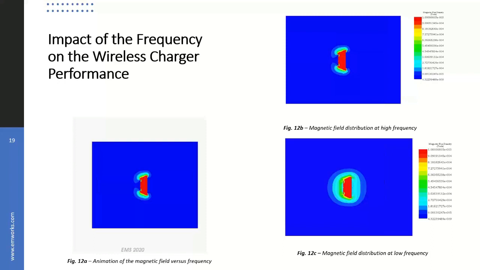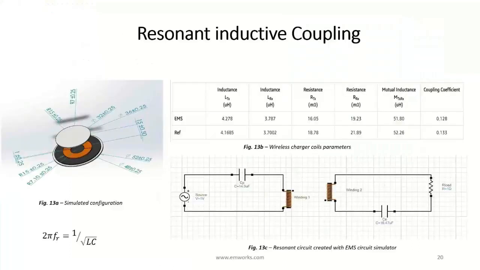So from these figures, it can be seen that the magnetic field is much more concentrated and directed to the receiver coil when the frequency is high. Another way to improve the efficiency of an inductive coupling system is by using a resonant circuit. This technique allows increasing the transmitted energy even when the coupling is weak.